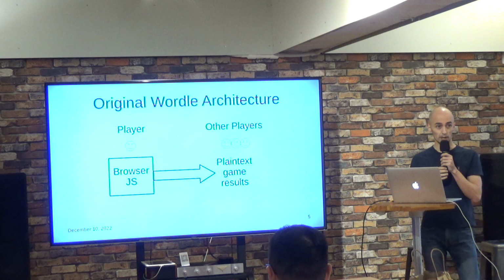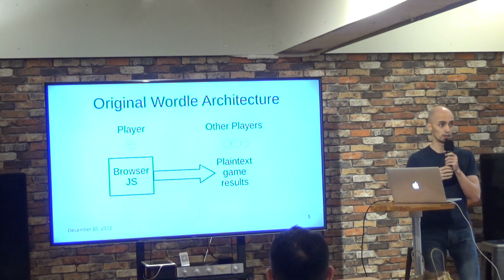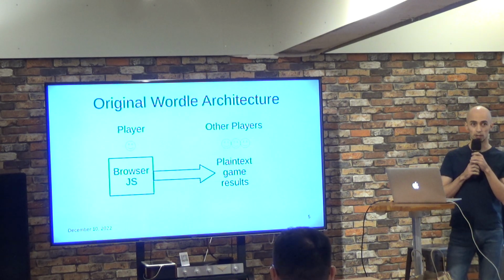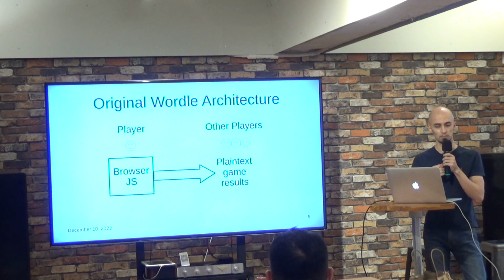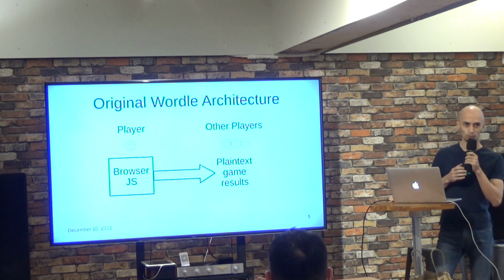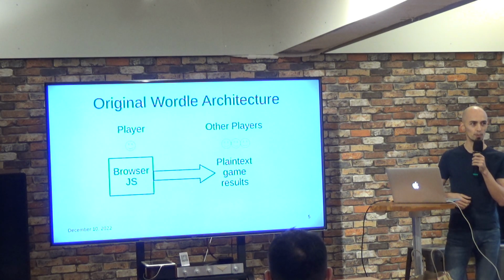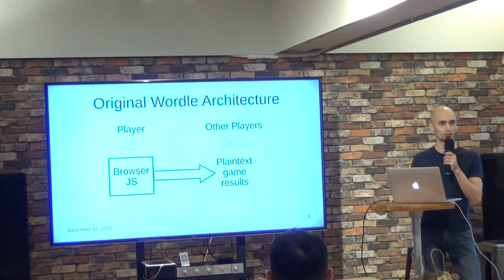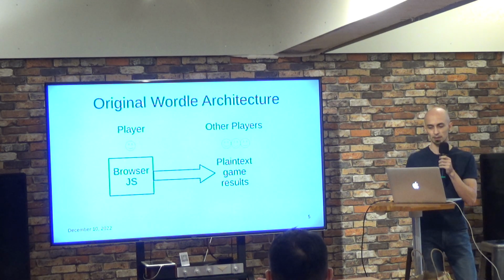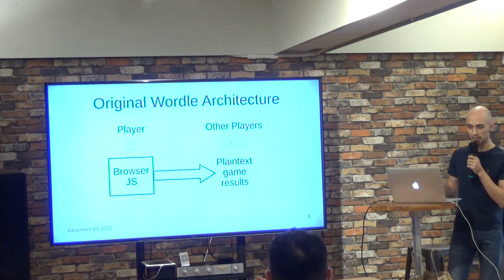So the original game is quite unsophisticated. It was just JS code running entirely in the user's browser, and the game results that the users were sharing were just plain text. So there was room for cheating. You could just edit your game results, theoretically. So maybe we can use zero-knowledge proofs to mitigate that.